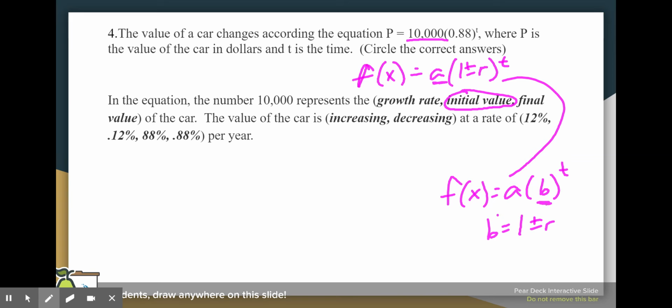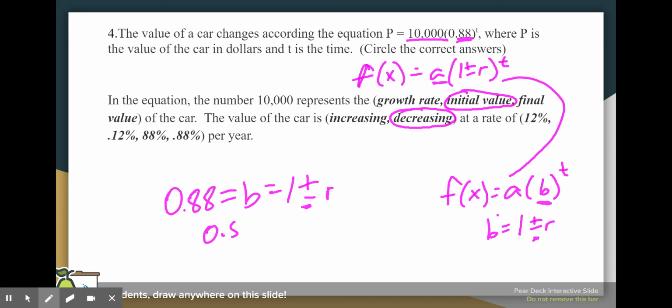Is it between 0 and 1, meaning did we subtract r or did we add r? Well, it's less than 1 because it's 0.88. That means it is decreasing. And what is the rate? Well, if 0.88 is b, and that's 1 plus or minus r, it's minus r, so 0.88 is equal to 1 minus r. So what is r?